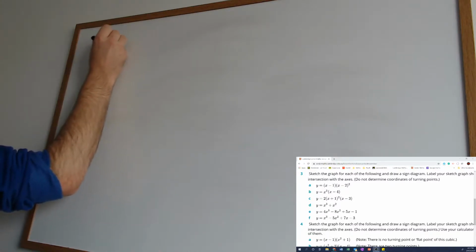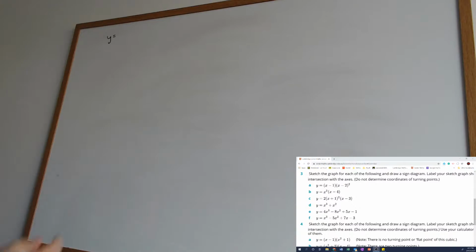Exercise 6F is looking at us sketching cubic functions in factorised forms. Now, not all the questions in 6F are given to us in factorised form. Some of them we'll have to factorise first. But the general idea is that a cubic function has x to the power of 3, and it can be written in 3 different ways.